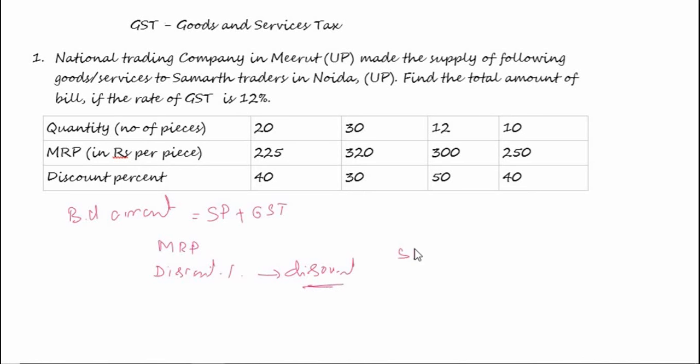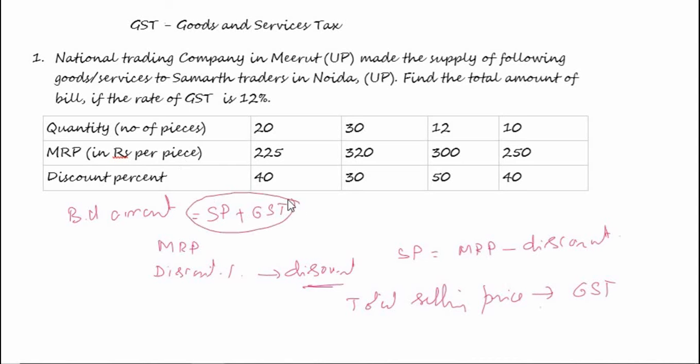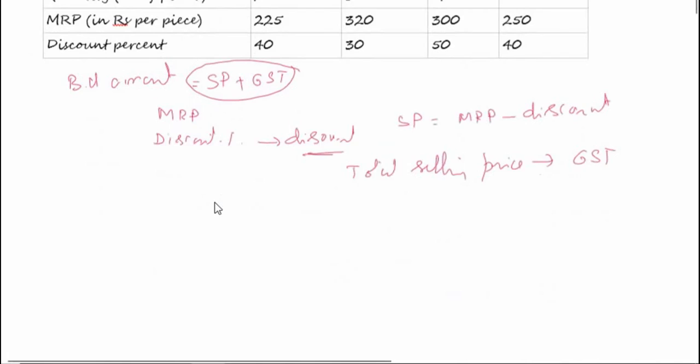Then sales price is equal to MRP minus discount. Then we have to find out the selling price for each of the item. Here 4 items are given, and then add the selling price to find out the total selling price. On that, calculate GST, then add sales price and GST. This is the step. Let us start working.